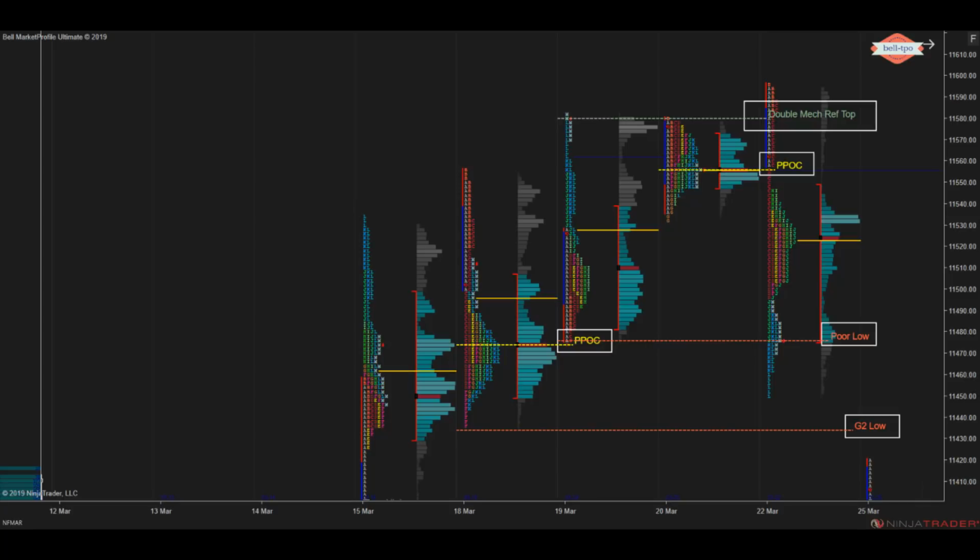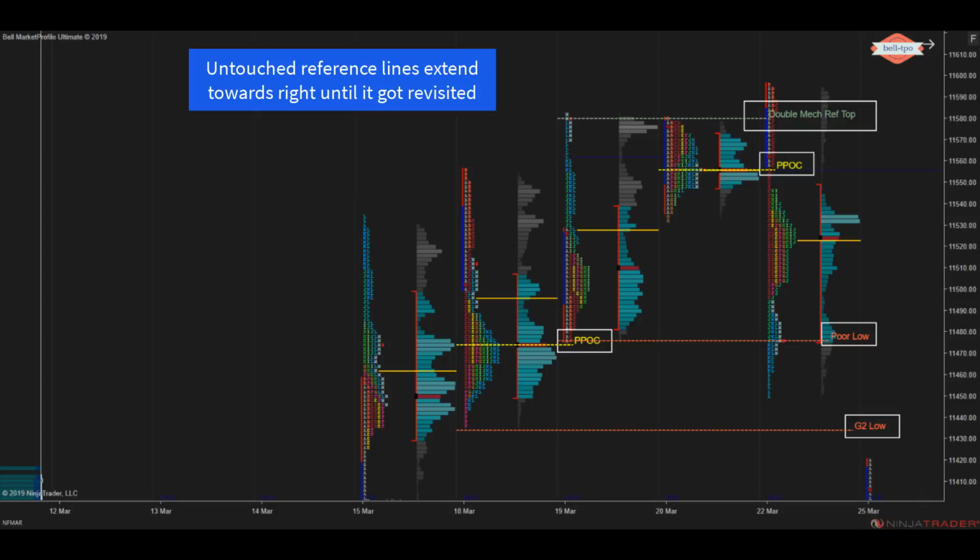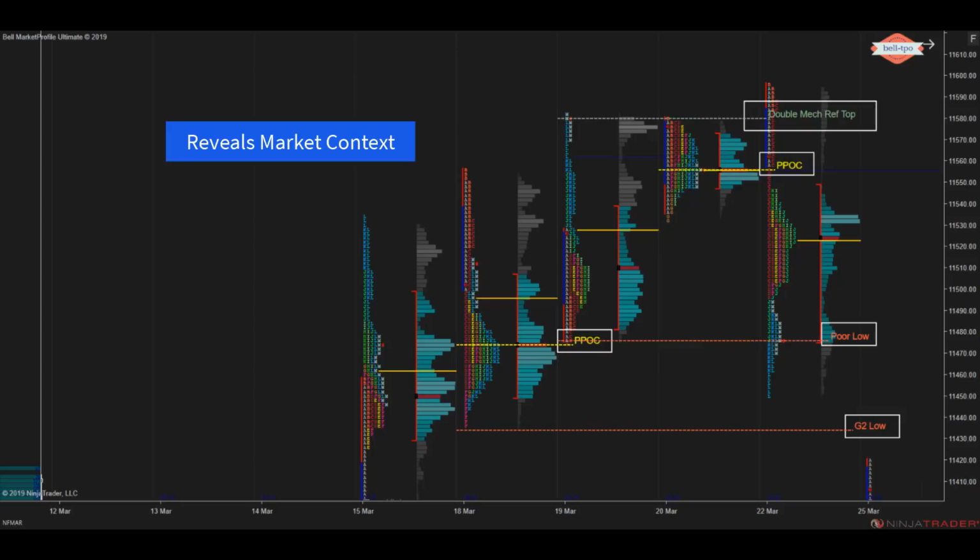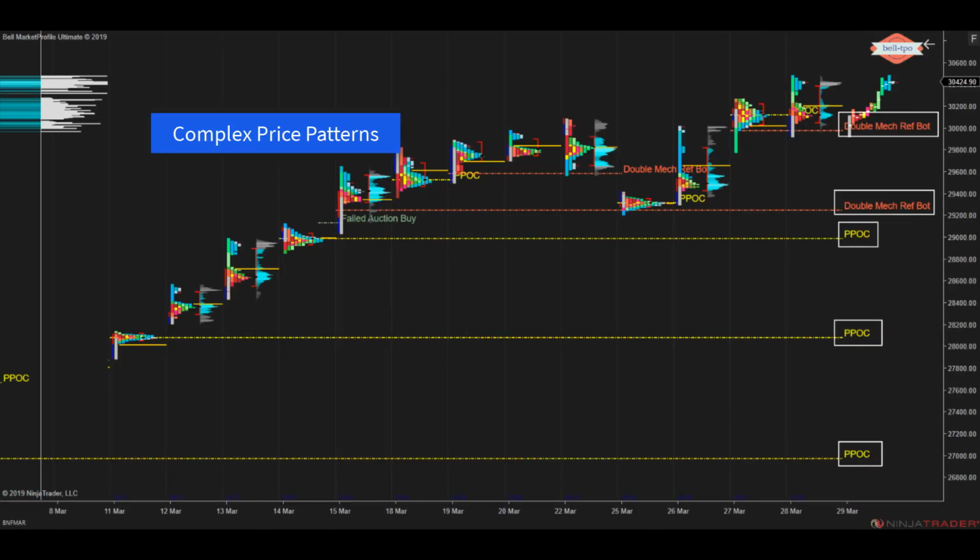As long as the automated reference levels are not revisited or touched, they keep extending towards the right side of the charts. If the reference lines get revisited, then they automatically stop there. Those reference lines not only reveal the current market context, but also help the traders to see complex price patterns which most of the other traders in the market fail to see, which brings exponential odds-based thinking in your market profile studies.